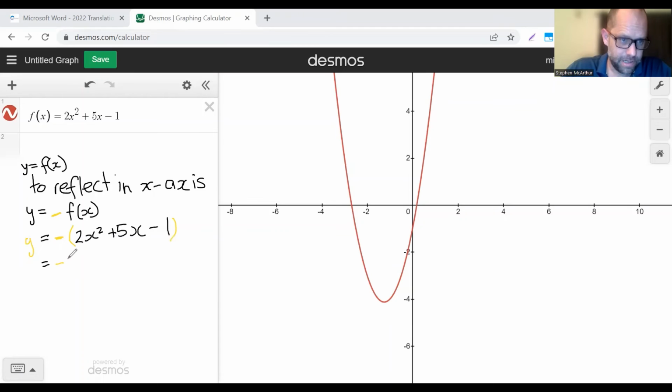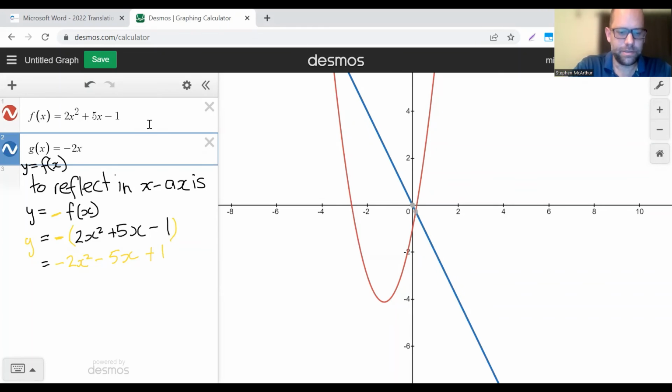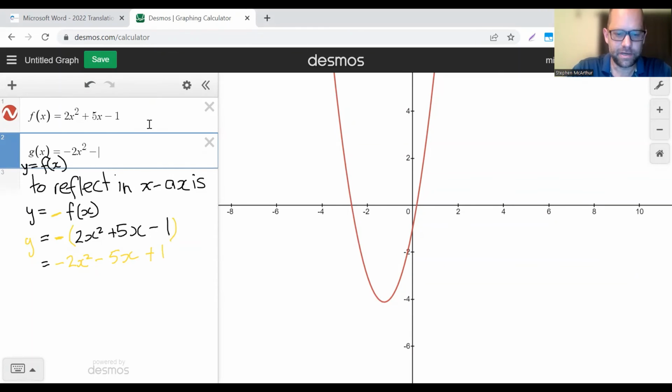Great color. All right, negative 2x squared. That's a negative times 2x squared. Negative multiplied by the 5x is negative 5x. Negative multiplied by the 1 is positive 1. And now I've got a new function. Now, if I go back and type this in, I'm going to just say g of x because it's a different function to my f of x. Negative 2x squared minus 5x plus 1.